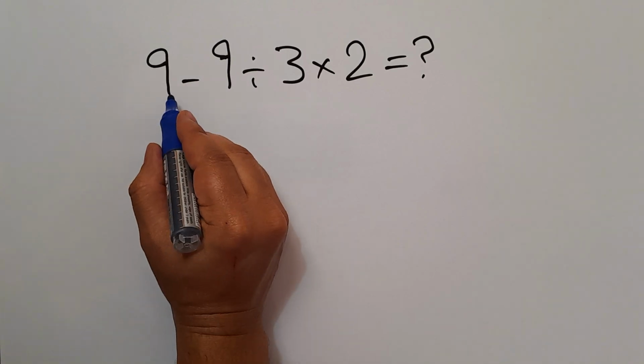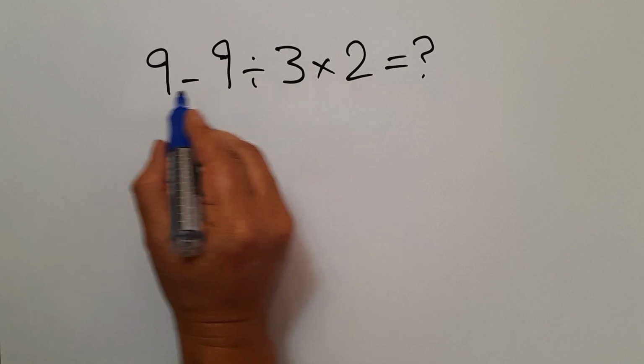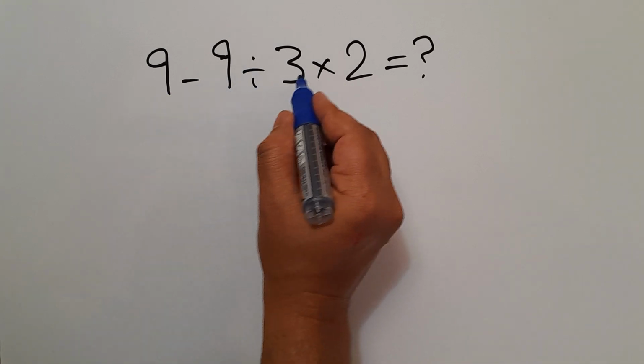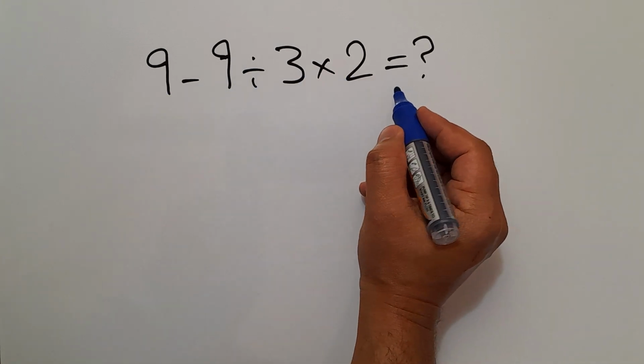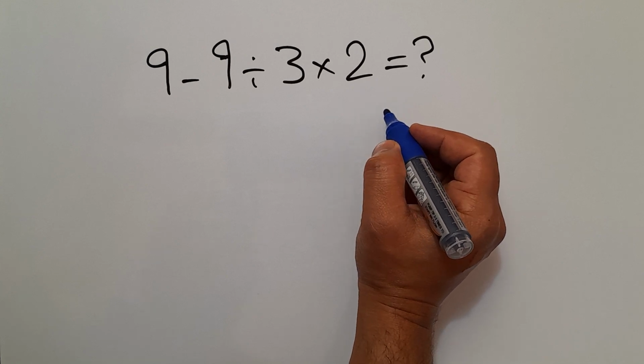In this video we want to find the value of this expression: 9 minus 9 divided by 3 times 2. Are you ready to solve? Let's go ahead and get started.